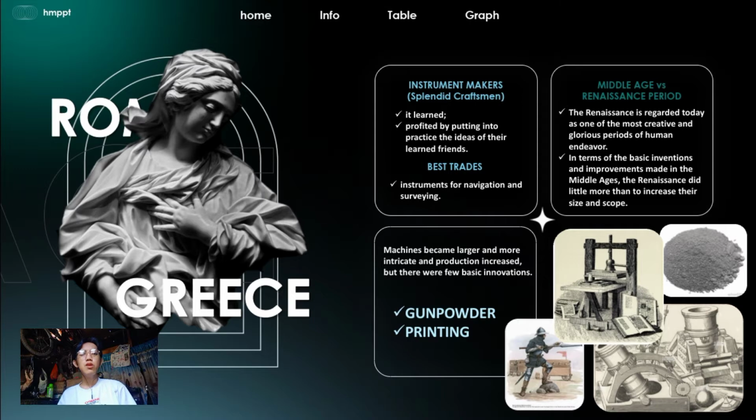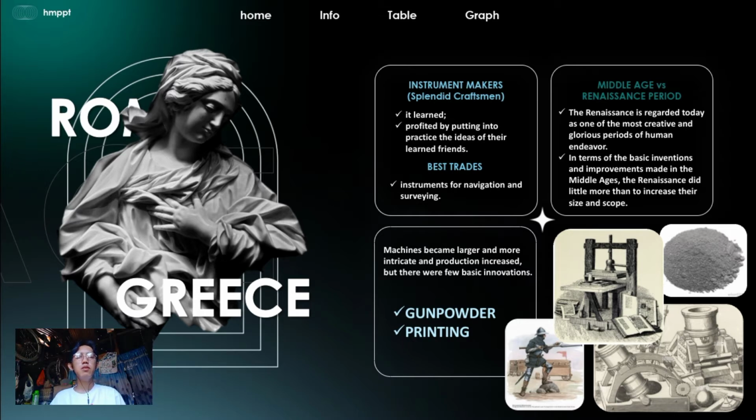So, katong giingon ako ganiya is, ang Renaissance, ang pasabutan na is rebirth. So, ang past experiences nga, example sa Dark Ages, nag-fell down man jud in civilization. So, ang katong mga inventions atong Dark Ages, gi-apply sa Renaissance, pero ilahang gi-usbong or gi-usab. Machines became larger and more intricate and production increased, but there were few basic innovations.